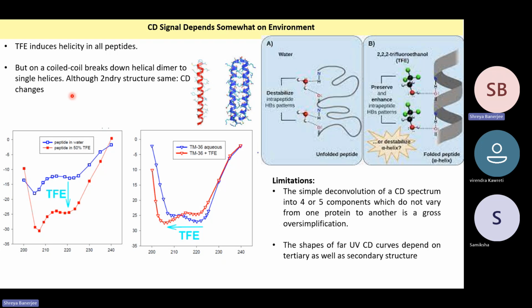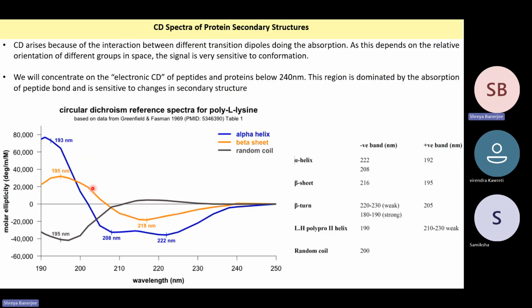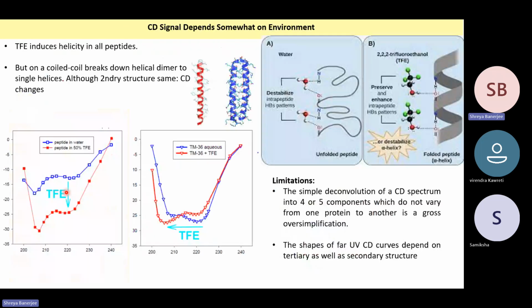There is a certain equation to calculate percentage helicity. We are not going into that. Basically, you can just remember that the characteristic peaks of a helix are at 208 and 222. The lower these peaks are, the more helical the molecule is. So you can see peaks here also at 208 and 222. In trifluoroethanol also these peaks are there, but the intensity of the peak is more, that is, it is lower. So the compound is becoming more alpha helical in trifluoroethanol.